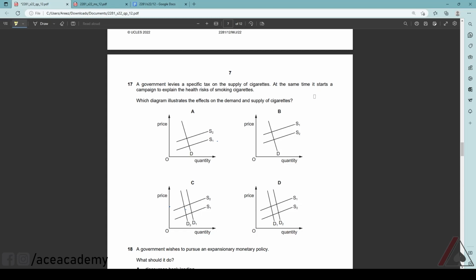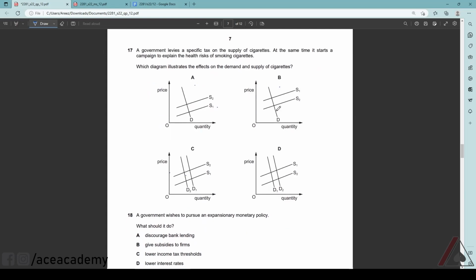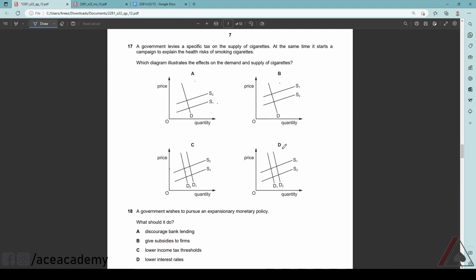At the same time, it starts a campaign to explain the health risks. It means that people are going to be more aware of the health risks of smoking cigarettes, and therefore the demand would also shift, because awareness is a non-price determinant of demand, right? So there would be a shift. So immediately, as we can see, A and B are not your answers because the demand is not shown to be shifting in A and B. All right, so it's not A and it's not B. Okay, so now whether it's C or whether it's D.